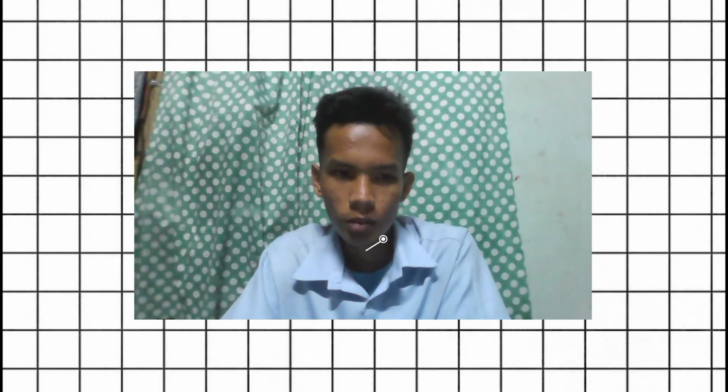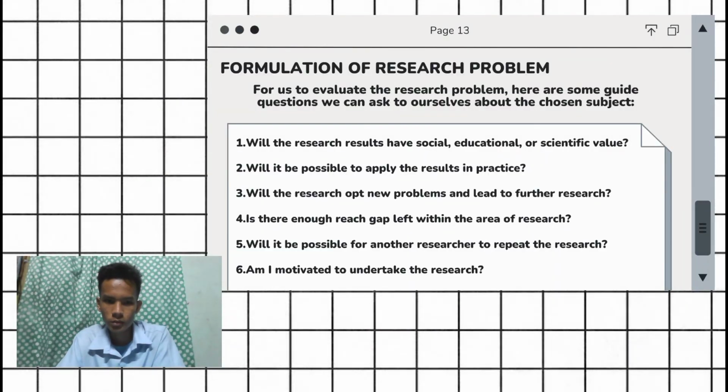In this part, we'll talk about the formulation of research problem. So for us to formulate or evaluate a research problem, kailangan natin ng mga guide question. And itong mga guide question na to, ito yung magsisilbing indicator or ang basis mo kung good research ba yung ginagawa mo or hindi.